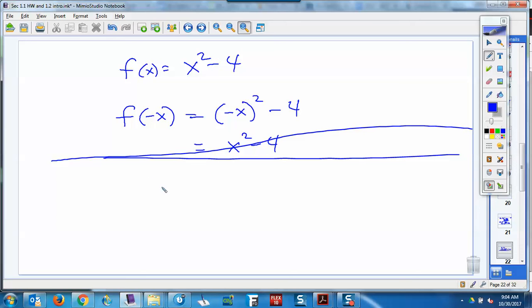And what about an odd function? Is this an odd function? If we had x cubed, let's see. What would be an odd function? Well, if I shift that, that doesn't work very well.